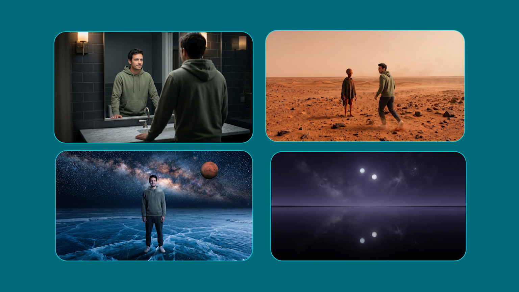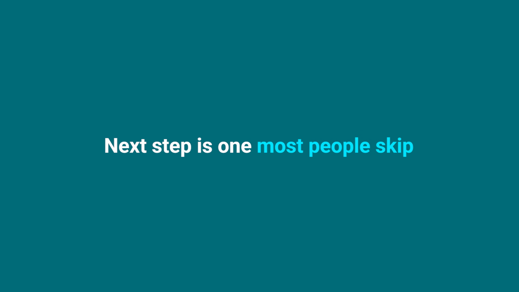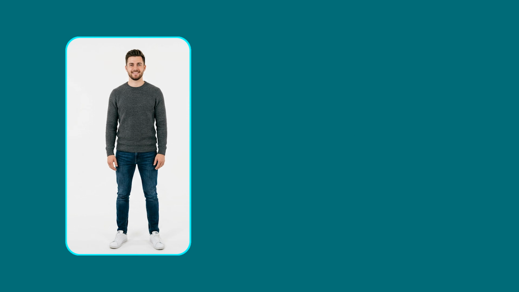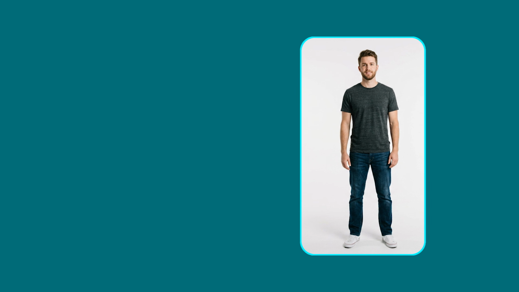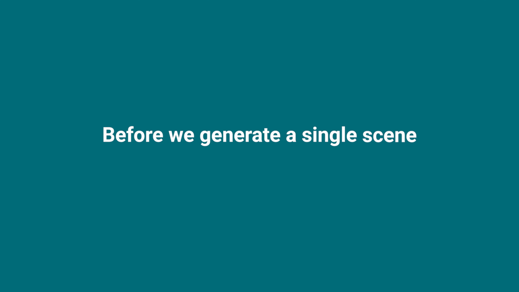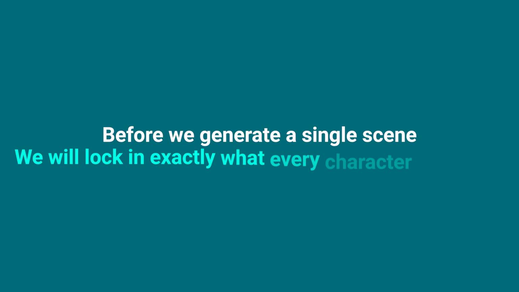With the shot list complete, this next step is the one most people skip. And skipping it is exactly why their characters don't look the same from one shot to the next. And if we can get this part right, the rest of the workflow basically takes care of itself. Before we generate a single scene, we'll lock in exactly what every character looks like permanently.